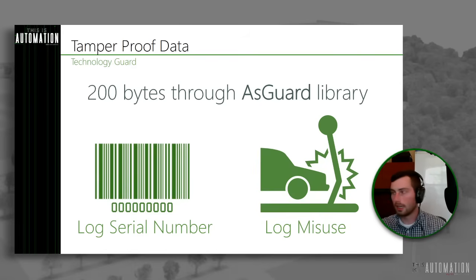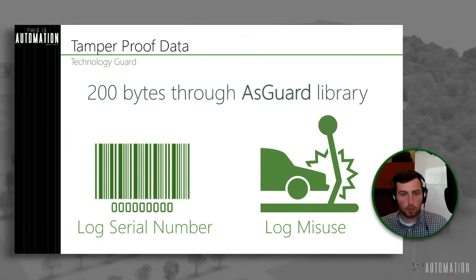One, there is a library for the technology guard that is called AS Guard. With that AS Guard library, you can access a ton of different functions on the technology guard. One of those is access to a small amount of data, but really powerful, 200 bytes of data that are tamper-proof. So you can't plug this USB into your computer and change those files. It's all encrypted and protected, so you're not going to be able to manipulate it in any way.